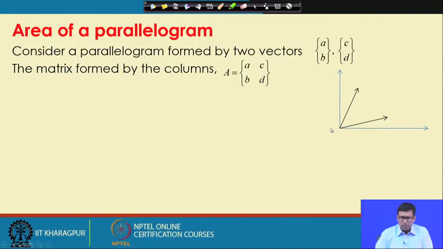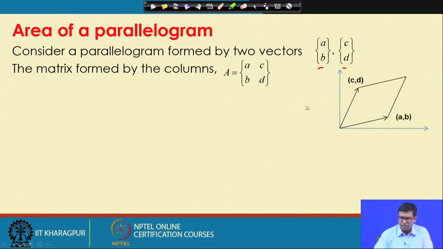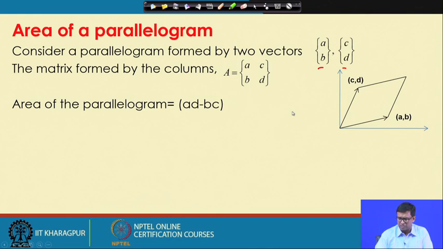So, if we start by looking at the area of a parallelogram, for example, there is a parallelogram generated using two vectors (a, b) and (c, d). It is in a 2D space, and the matrix is formed by the columns. In the last class we saw how the column vectors can form a matrix, given as a b c d, and the area is essentially given as AD minus BC. In a simple geometrical exercise we can find that if I find the area of a rectangle with A base and B height and subtract the area of the rectangle with C base and D height, we essentially get the same area, AD minus BC.